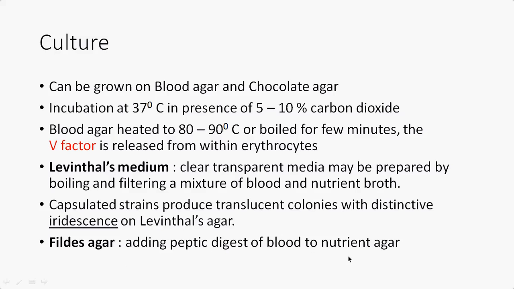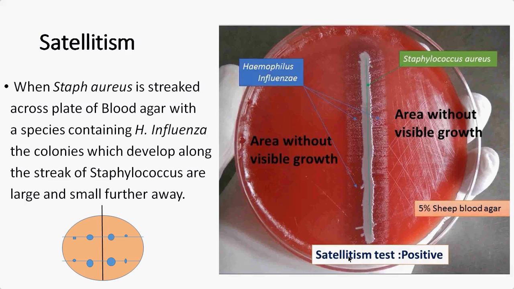Okay. The most important point of this diagnosis is satellitism. This is also important. It is asked several times as a short note also. So go through the book details of satellitism. Satellitism means what? When Staphylococcus aureus is streaked across a blood plate perpendicular to the H. influenzae streak line.